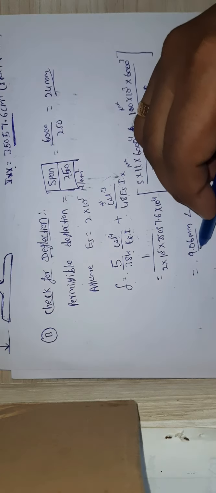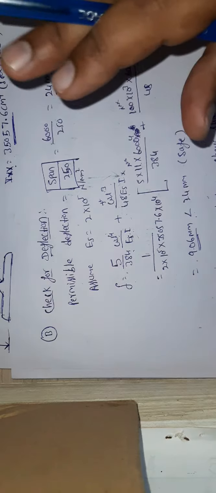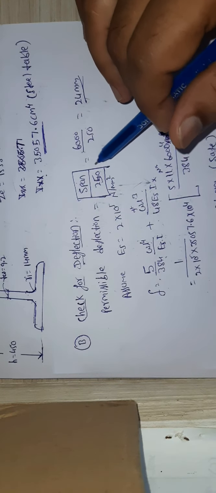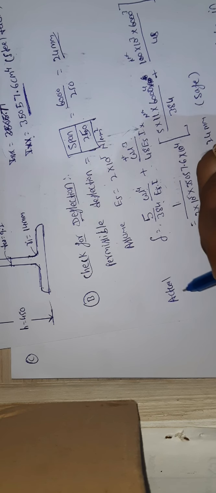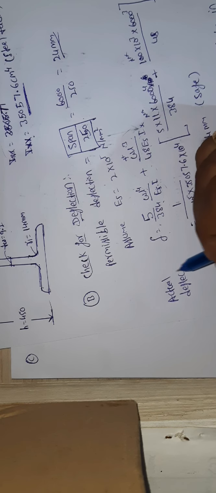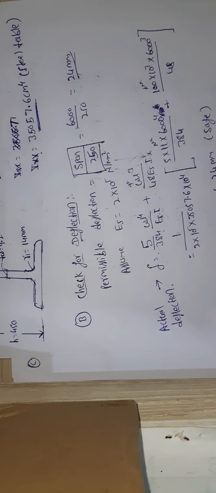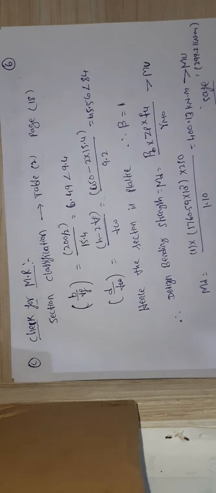So this I calculated, and it comes to be 9.06 mm. So it is lesser than 24 mm. Hence it is safe. So this is how we need to check for the deflections. One is permissible deflection, span by 250, and then what is the actual deflection? This is the actual deflection you calculated, and it comes to be 9.06 mm. So it is lesser than the 24 mm permissible deflection.